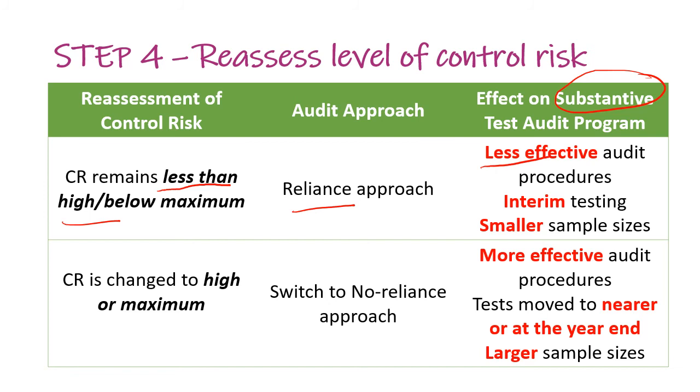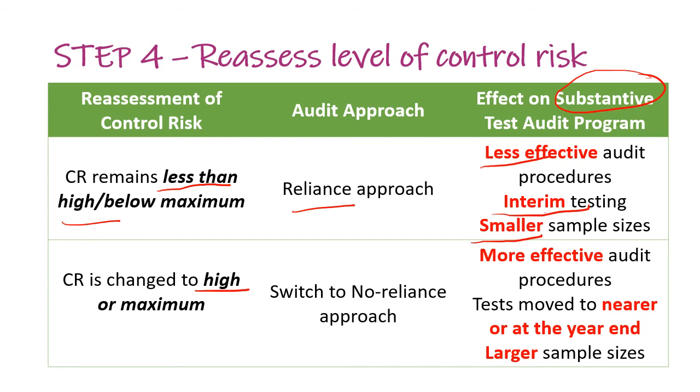And then when do you perform your substantive testing? That's at interim. Okay, this is your timing. And what would be the extent of your substantive testing? That would be smaller sample size. Now, what if your control risk is now changed to high? So, what if low siya pag preliminary, but then pag tanaw nimo after you have evaluated the entity, you now assess that it should be high.